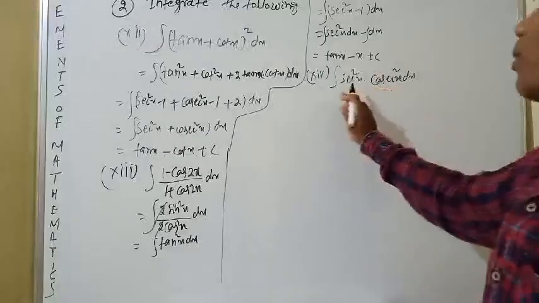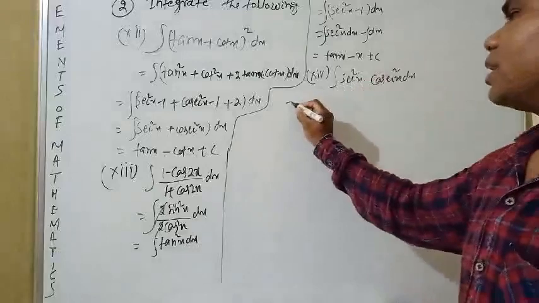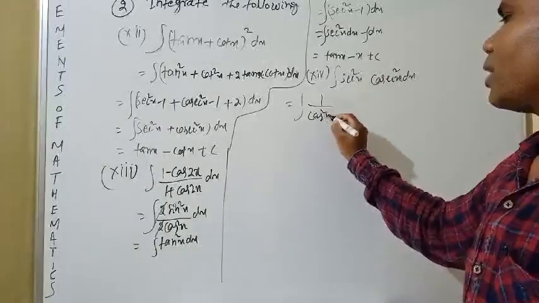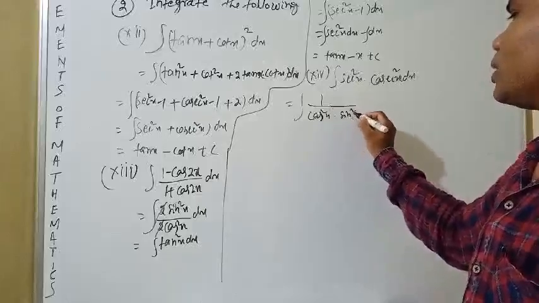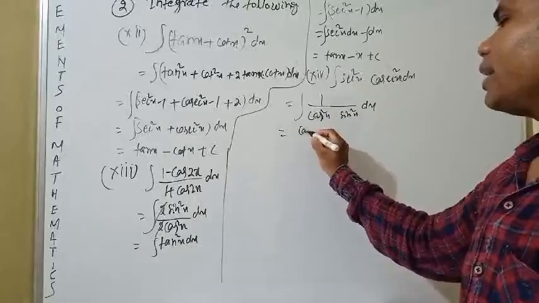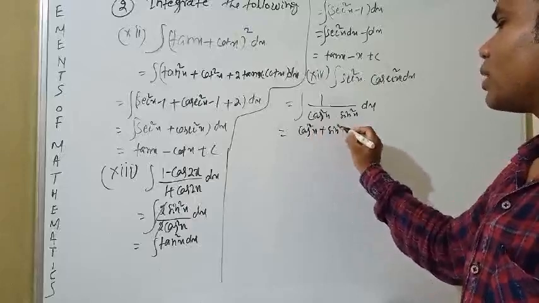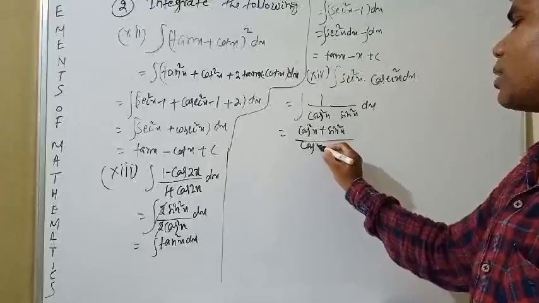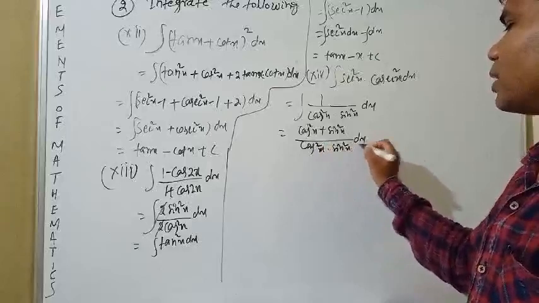You see the next problem. Sec²x into cosec²x dx, that is 1 by cos²x into sin²x dx. Okay, 1 is equal to, we can write (cos²x + sin²x) by cos²x into sin²x dx.